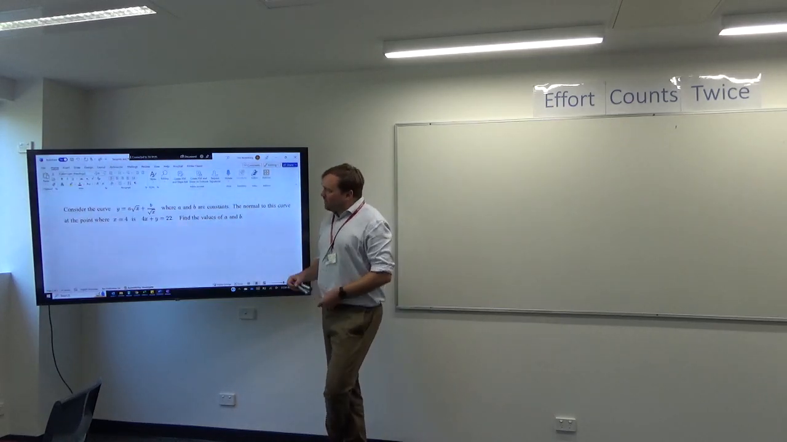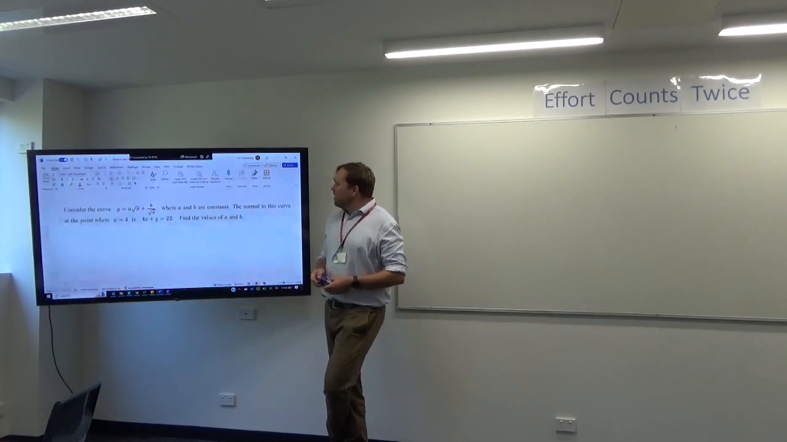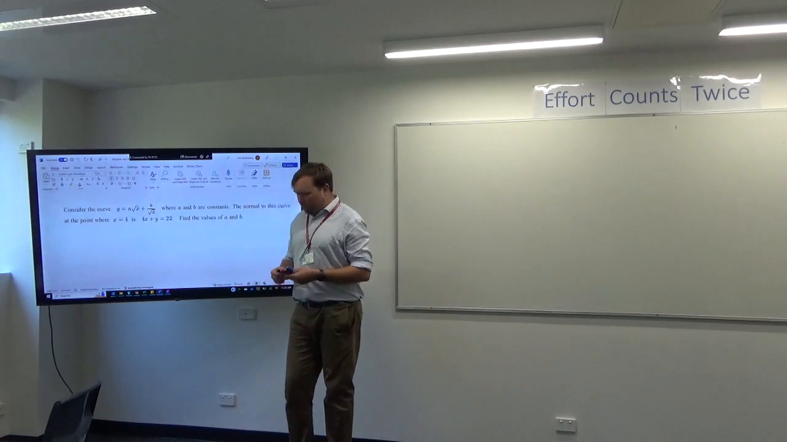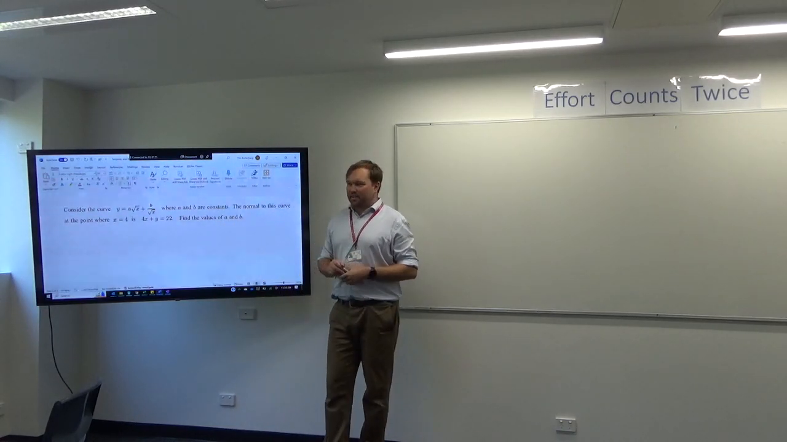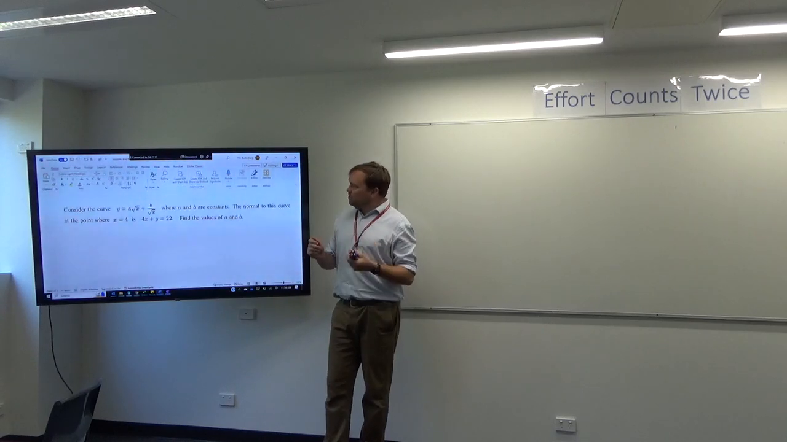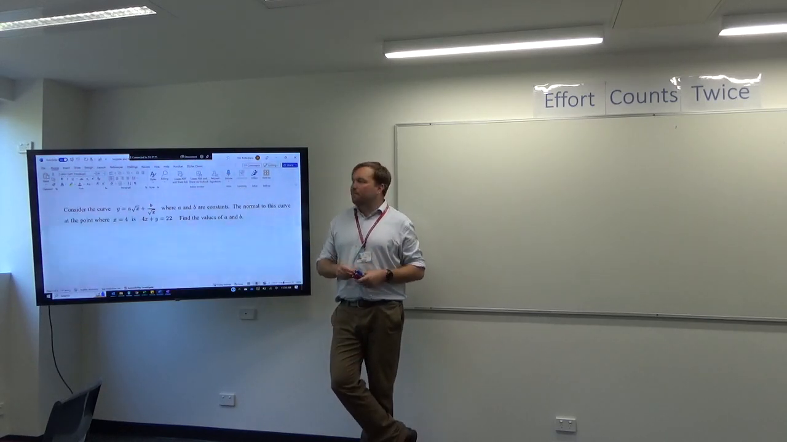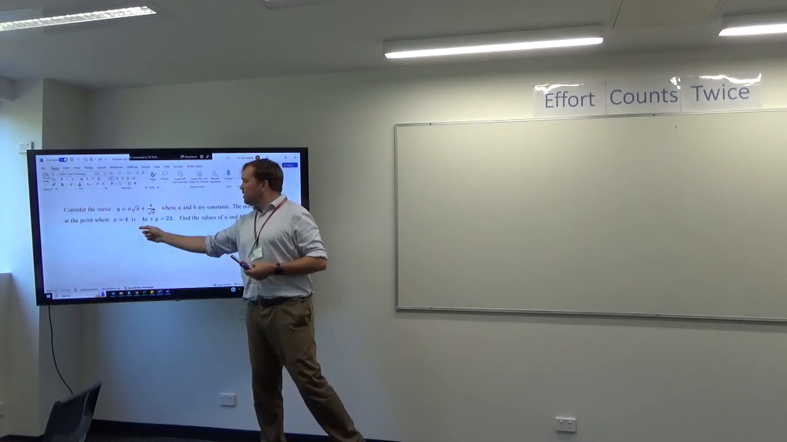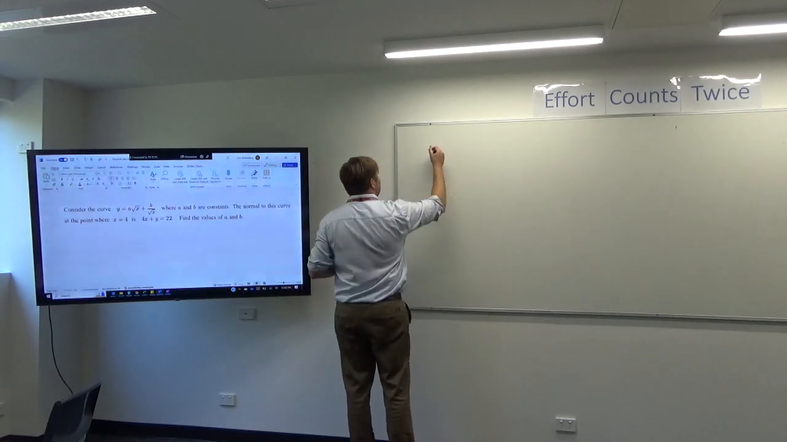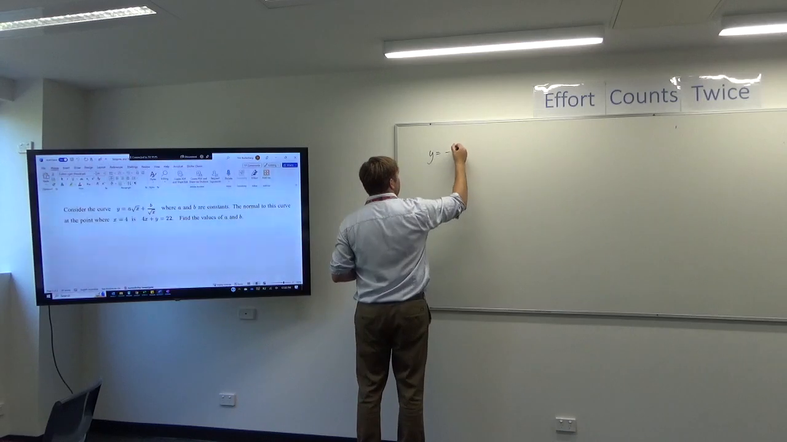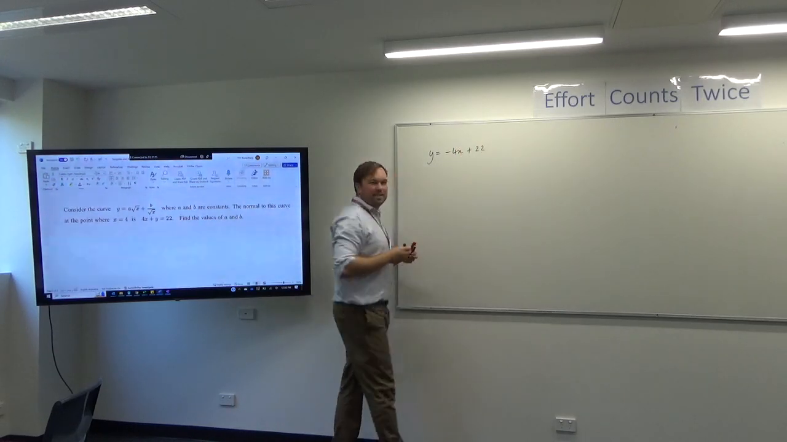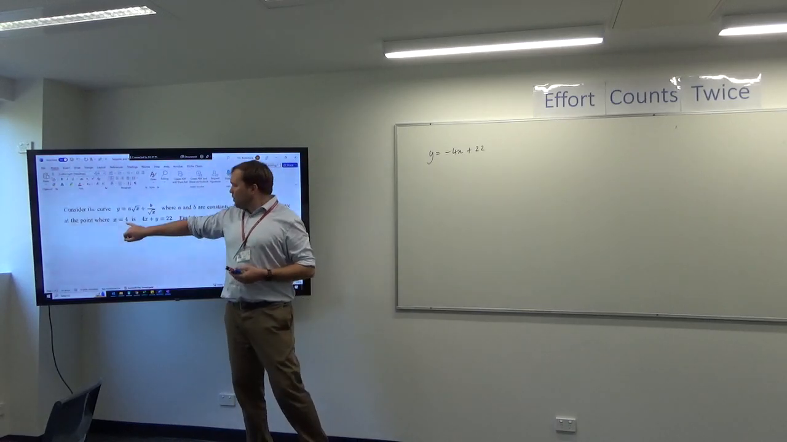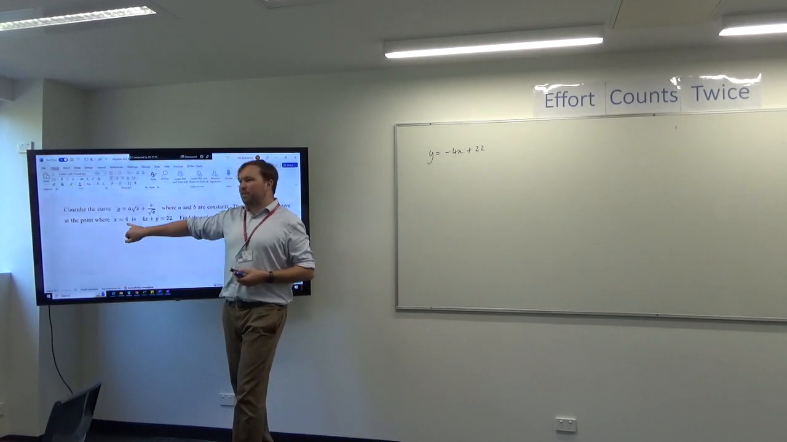y equals a root x plus b on root x, where a and b are constants. The normal to this curve at the point where x is 4 is 4x plus y equals 22. Alright. We need 2 equations to find our 2 unknowns. And 2 equations means 2 pieces of information that largely we can get from this. So, are you happy if I rewrite this as y equals minus 4x plus 22? Yeah? Alright. First piece of information is, when x is 4, we can find what y is.